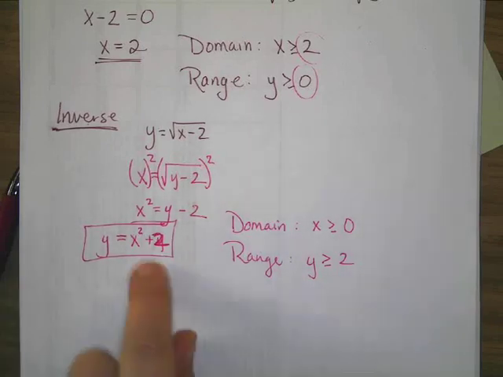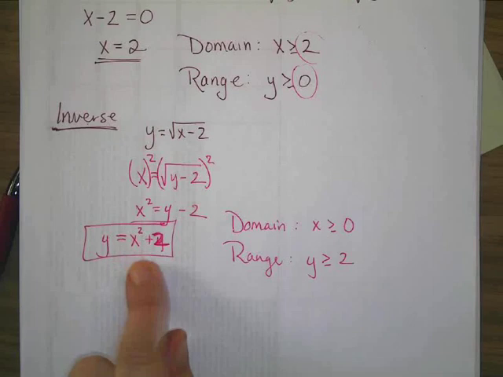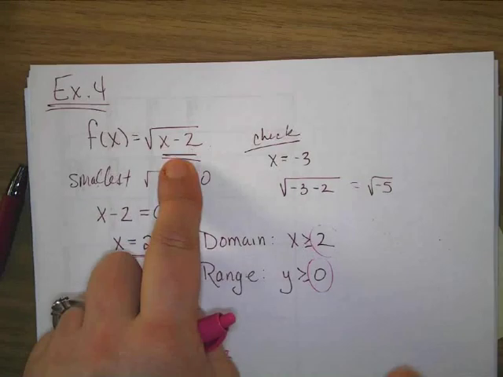And is this a function? Does it pass the vertical line test? What is this shape? Parabola. Does a parabola pass the vertical line test? Yes, it does. Is it a function? Sure. What about the first one? Let's graph this. What does this look like? Put this in your calculator.